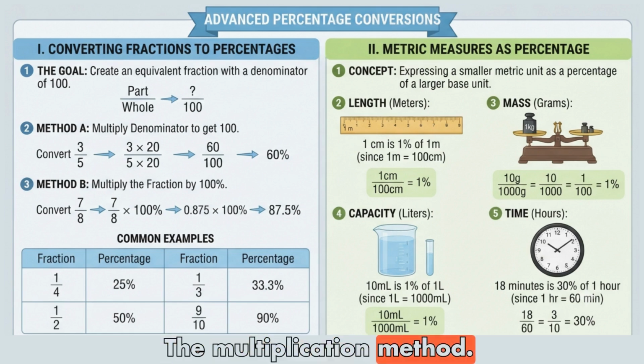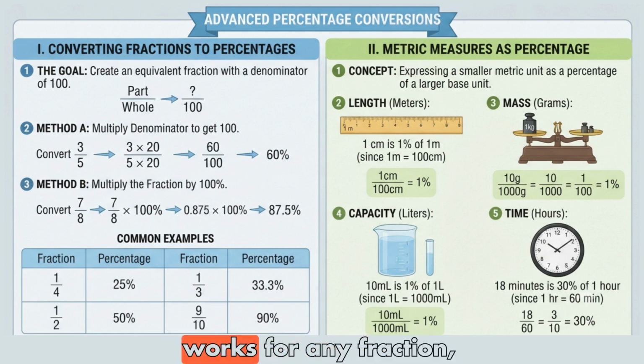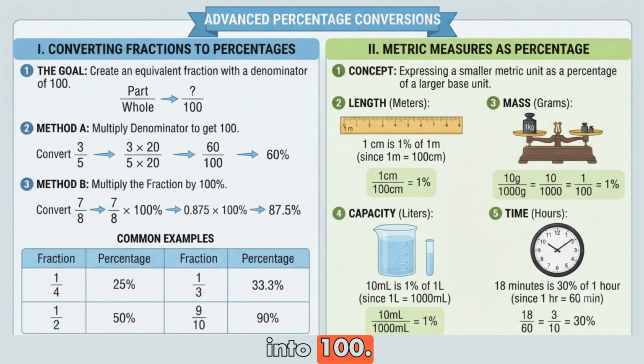Method B: the multiplication method. This is a universal method that works for any fraction, including those that do not divide evenly into 100. The action: multiply the fraction by 100%. Example. Convert 7/8 to a percentage. 7/8 multiplied by 100%. Then 7 divided by 8 equals 0.875. Now 0.875 multiplied by 100% equals 87.5%.